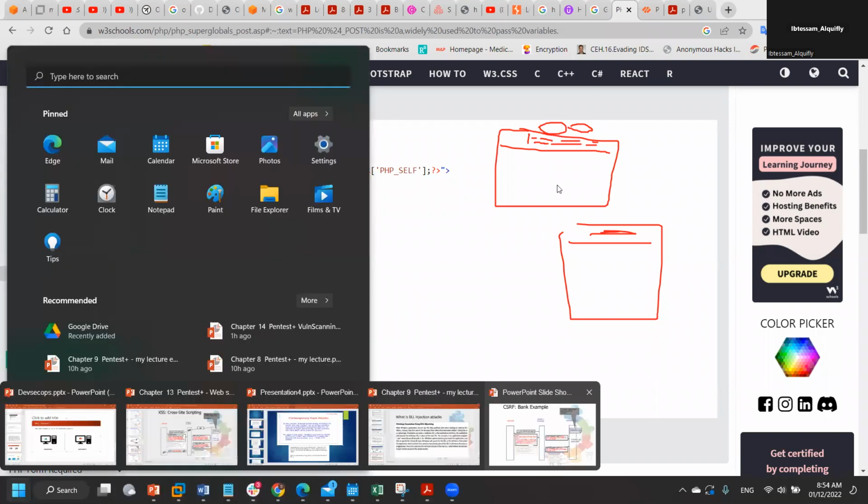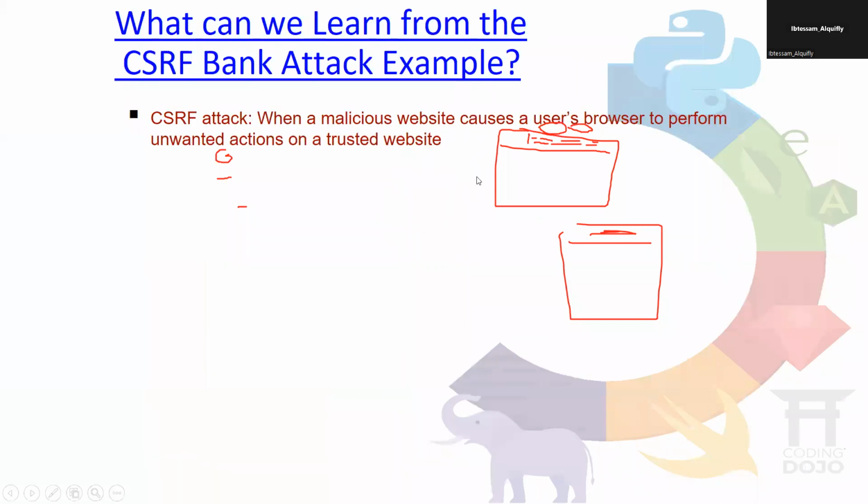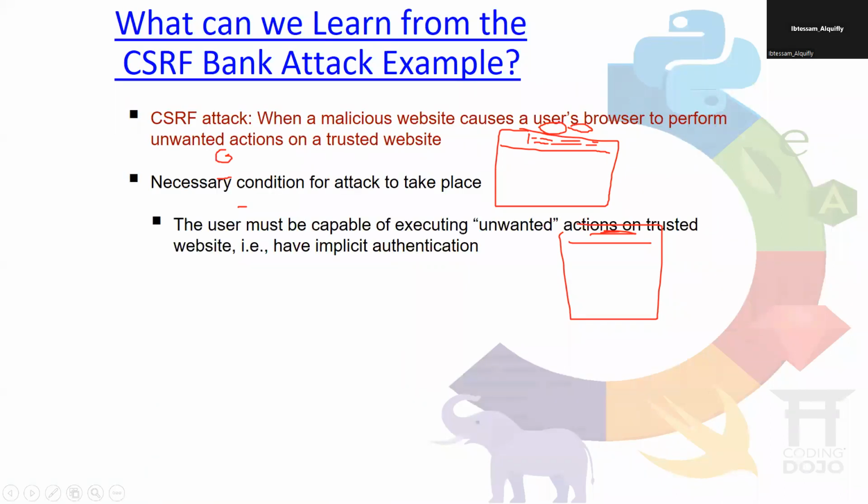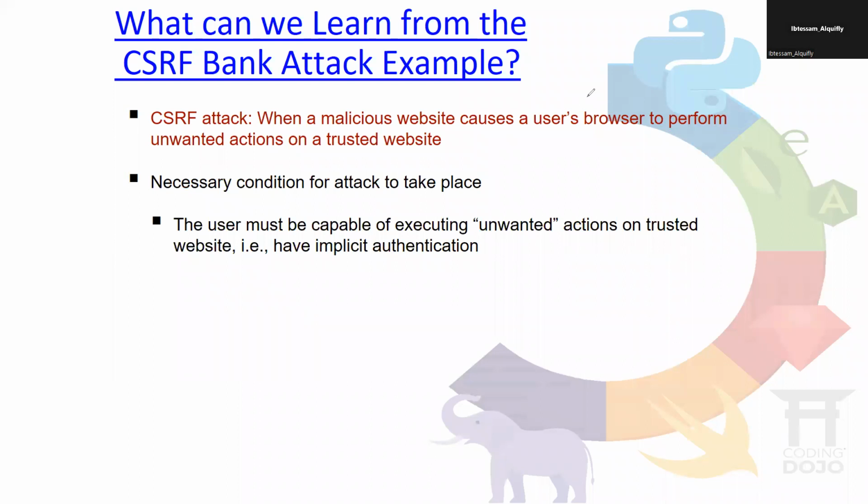Okay, so I'm going to go back here. This is basically the necessary action to take. The user must be capable of executing an unwanted action on a trusted website, with implicit authentication. So this is listing all the conditions that need to be in place in order for this attack to happen. The user must be capable of executing an unwanted action on a trusted website. So we have implicit authentication, meaning your browser is authenticated to bank.com.